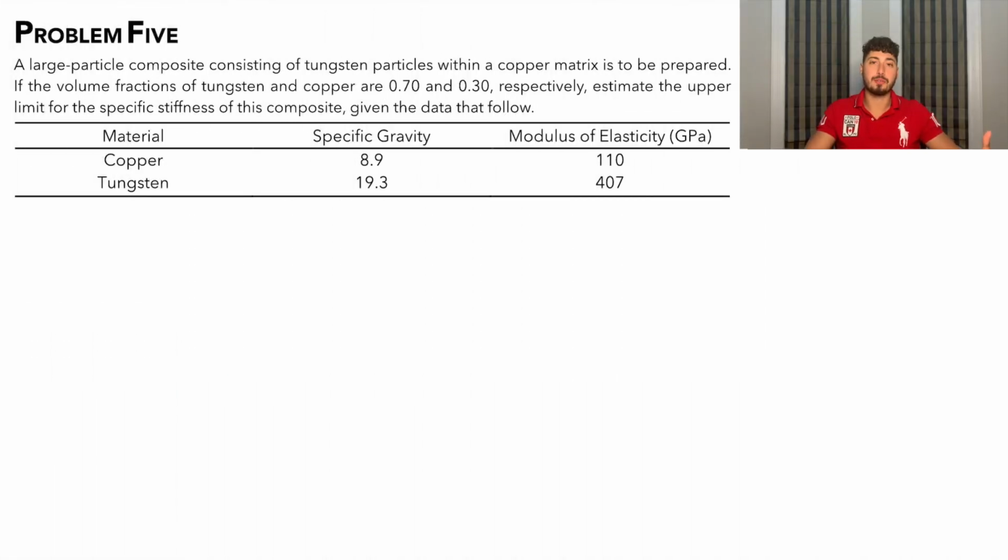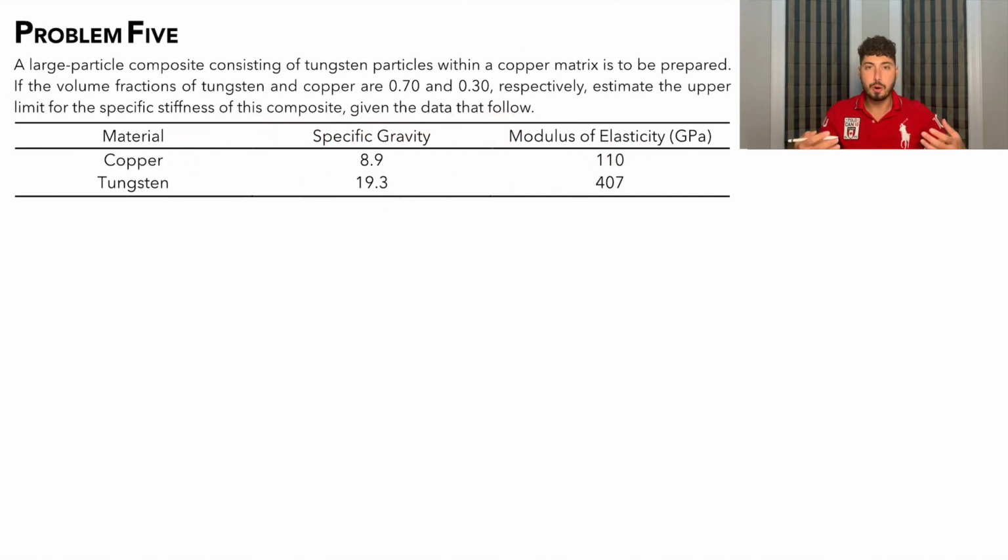Now let's move on to our first problem of composite materials, which is problem number 5. Problem number 5 reads as follows. A large particle composite consisting of tungsten particles within a copper matrix is to be prepared. If the volume fraction of tungsten and copper are 0.7 and 0.3 respectively, estimate the upper limit of the specific stiffness of the composite, given the data in the following table.